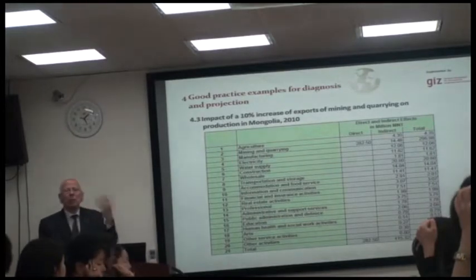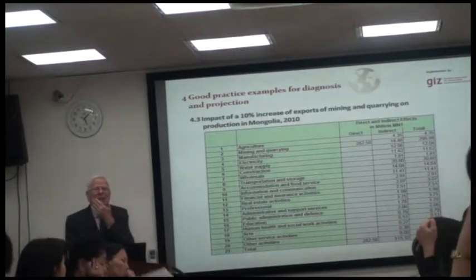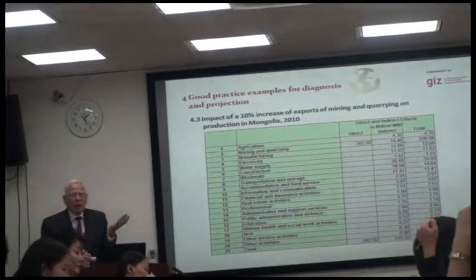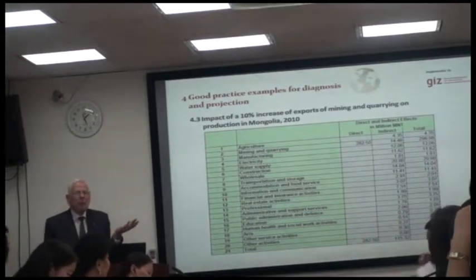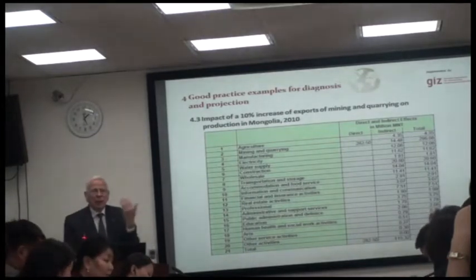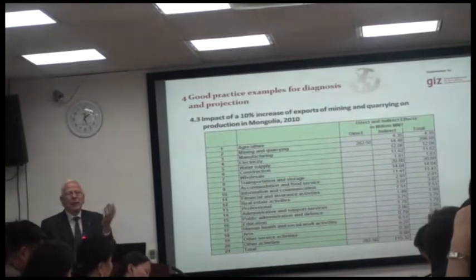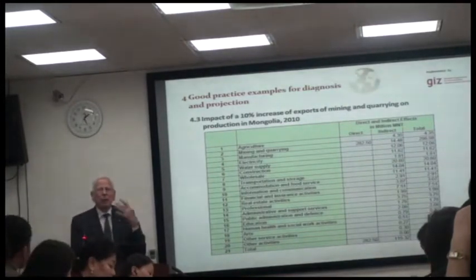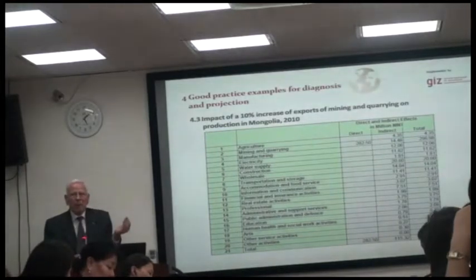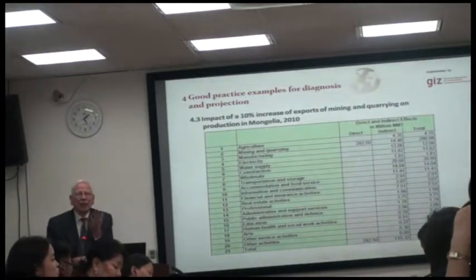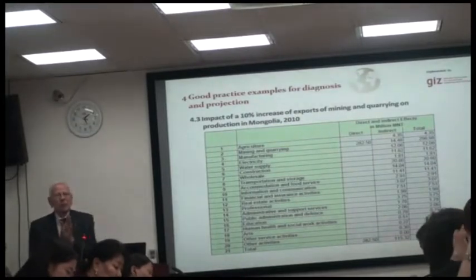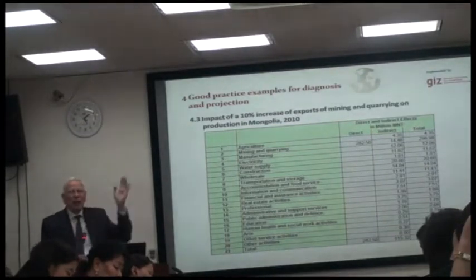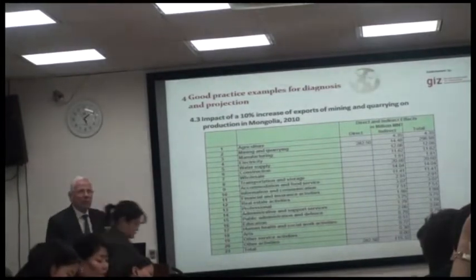So the same you can run in the opposite way. If you want to know what the effect of a decrease of mining is, for example if the price on the world market goes down and you cannot export so much, then you can also calculate the impact of a decreased export of mining and quarrying of Mongolia to the world. What other sectors are affected? What other sectors are hit by this decrease? Why? Because all the other sectors contribute with a specific amount to the export of coal and of mining and quarry.